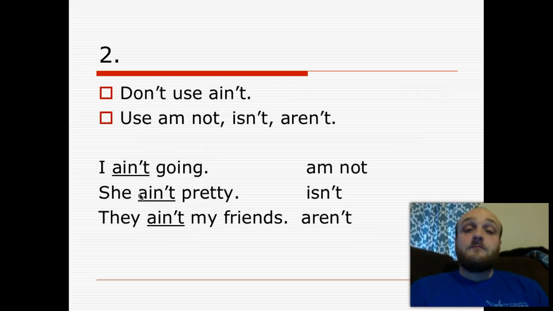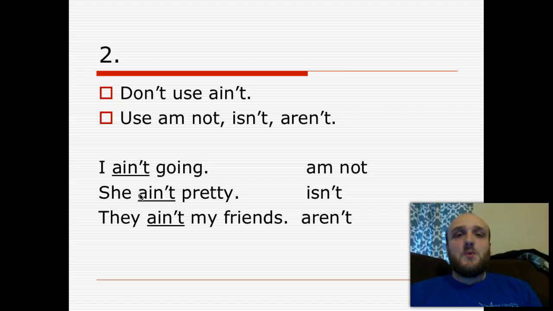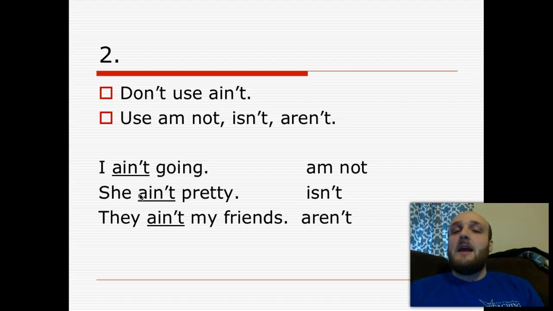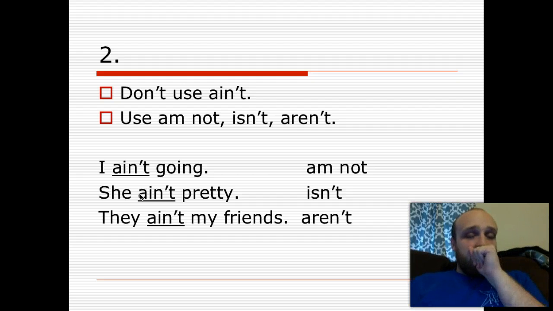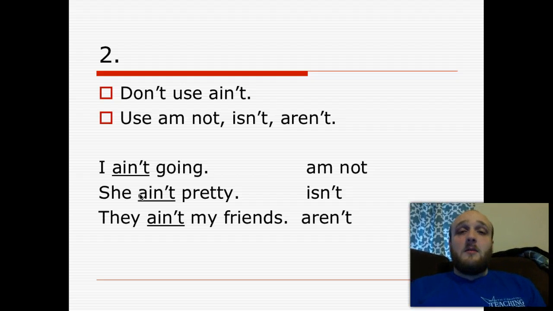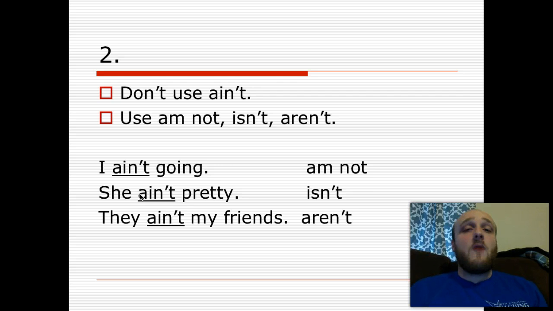Alright, rule number 2. Do not use the word ain't. Ain't is not a word. It is very comfortable and it's ingrained in our southern vernacular, but it is not a word. I am guilty of using it sometimes, but I promise you that in any formal communication, in any job you have, in any formal writing you do, it's not acceptable to use ain't as a contraction. Okay? It's grammatically incorrect. Instead, you should use am not, isn't, or aren't.